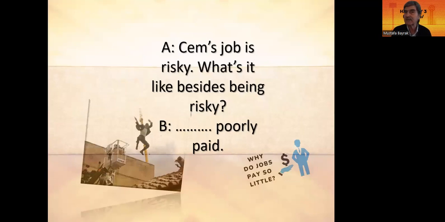Now, James' job is risky. There is an idea, there is a point in it. In the second simple sentence, in fact, what's it like besides being risky? So, James' job is risky. Besides, it is poorly paid. This is a besides phrase.